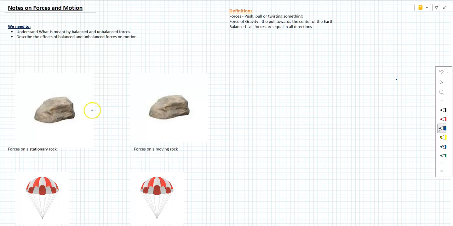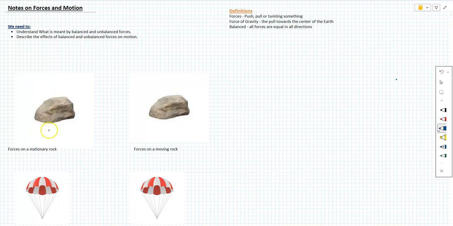Okay, so now we see that we have quite a few pictures over here. I'm going to explain to you what it means when forces are balanced and unbalanced, because we're going to have to draw this in the exercises that we do during our lessons. Okay, so we have a rock over here. This rock is not moving at all. Forces in a stationary rock. Stationary means not moving, or at rest.